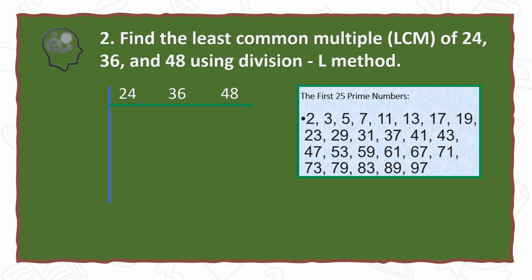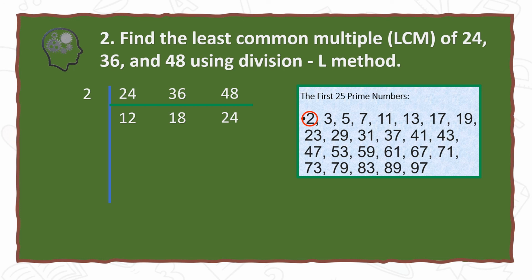Now, let's check. 24, 36, and 48. Are all of them divisible by any prime number? Yes. Can we use 2? Yes. And 24 divided by 2 is 12. 36 divided by 2 is 18. 48 divided by 2 is 24.